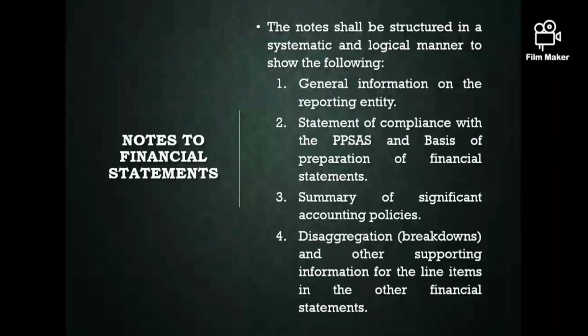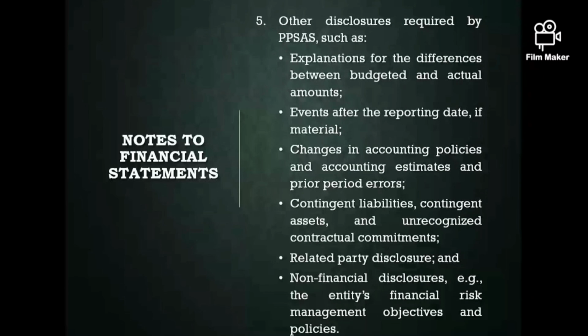For example, cash and cash equivalent, nakalagay 30 billion. Sa notes to FS, ilalagay mo doon ano yung mga component ng 30 billion na yon. Number 5, other disclosure required by the standard. Ano-ano daw yon? Explanation for the differences between the budget and actual amount. Events after reporting date, if material. Changes in accounting policies and estimates and prior period errors.